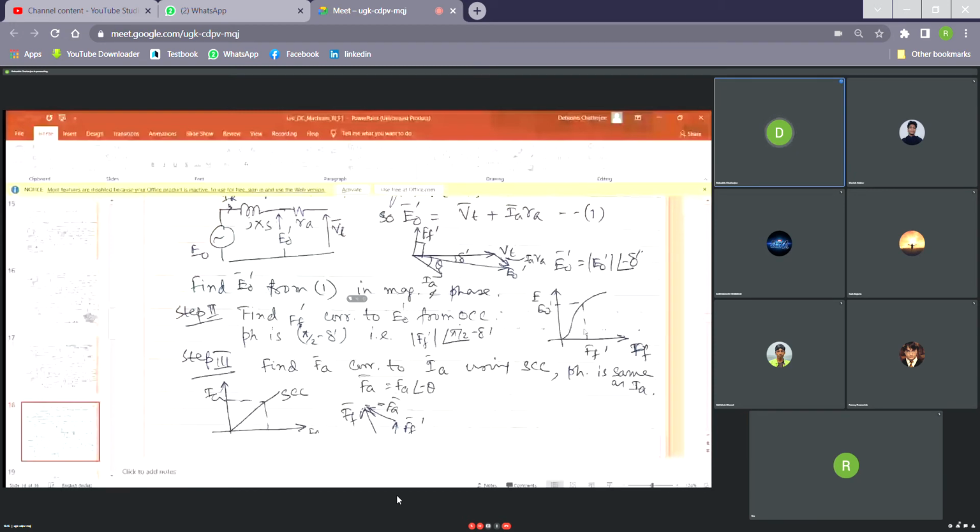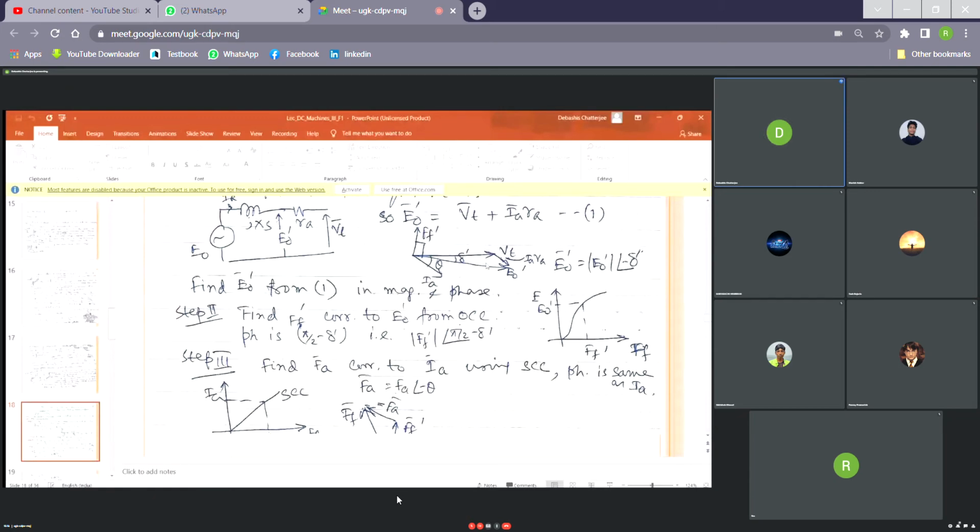Okay, all right. So now it is written also: find E0 dashed from step 1. You can calculate E0 dashed because you know the armature current, the armature resistance, and the terminal voltage. Now step 2: find FF dashed corresponding to it from the OCC. So the OCC is drawn here, and the phase of E0 dashed is clearly shown.